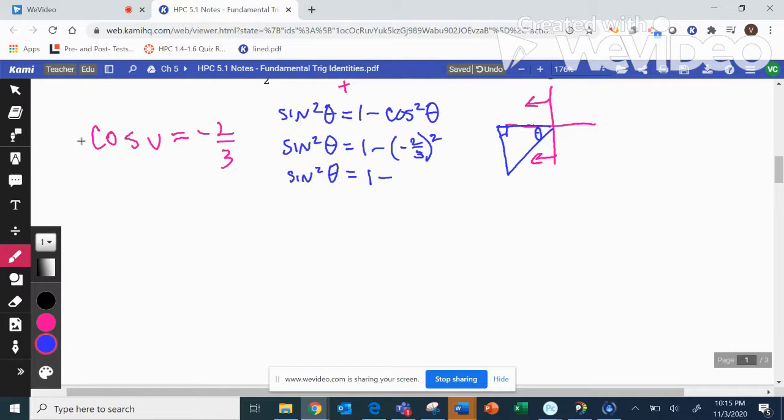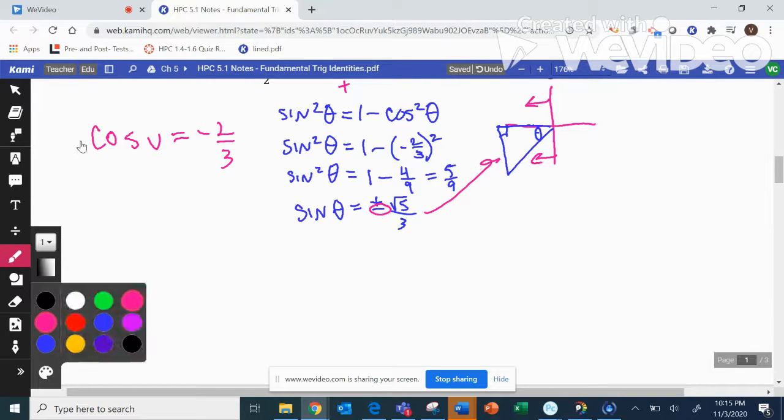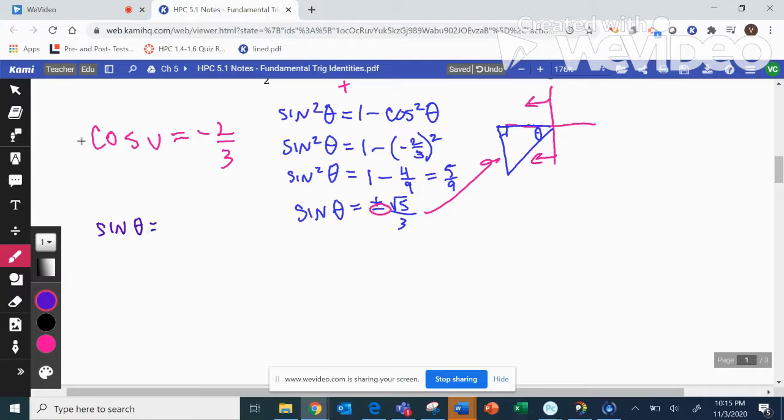And then when I square the negative, it turns positive. So I've got 1 minus 4/9, which is 5/9. So we know that sine squared theta is 5/9. So now I can square root both sides, and I can get sine theta is equal to plus or minus square root of 5 over 3. I just square root the top and the bottom number. Now, because of the quadrant that it's located in, I know that we will be using the negative version of this because sine is negative in the third quadrant. So I will have my sine theta is negative square root 5 over 3.